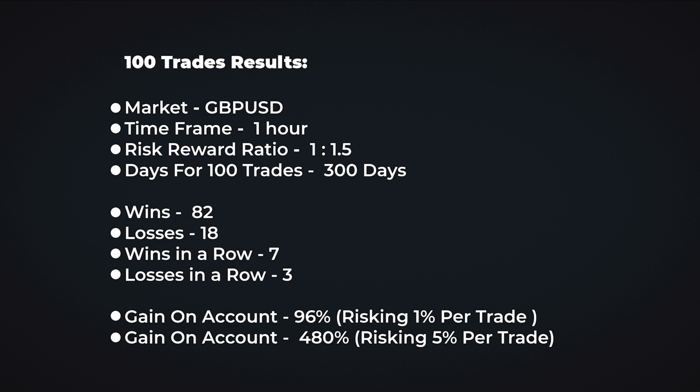The gain on the account was 96%, and that's risking 1% per trade. That means you can double your account just risking 1% of your account balance. If you risk 5% per trade, you can make a lot of money from this strategy. This is only tested on one currency pair, so of course you're probably going to be trading 2 currency pairs or even more. You're actually going to have very significant gains.